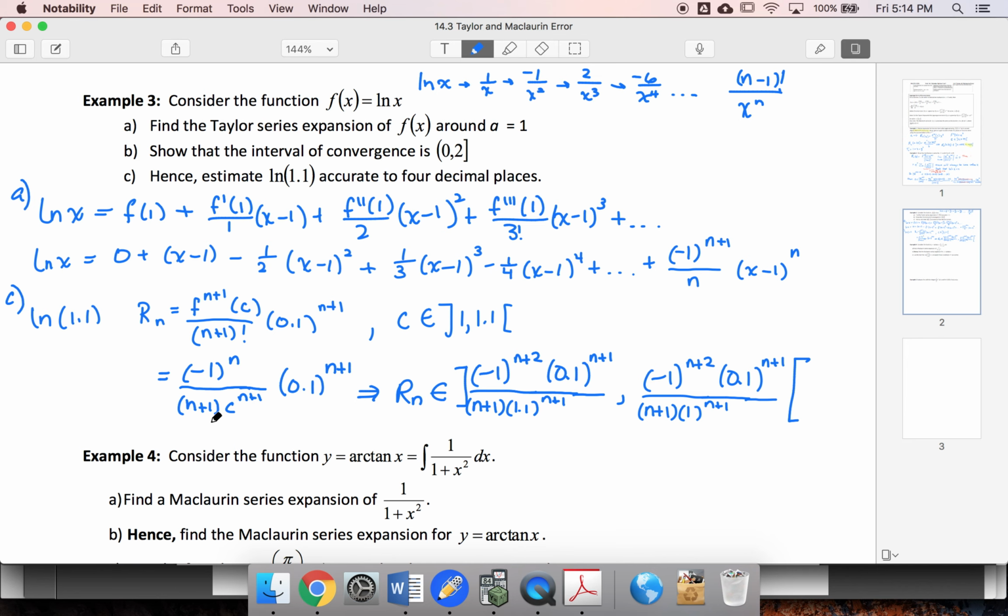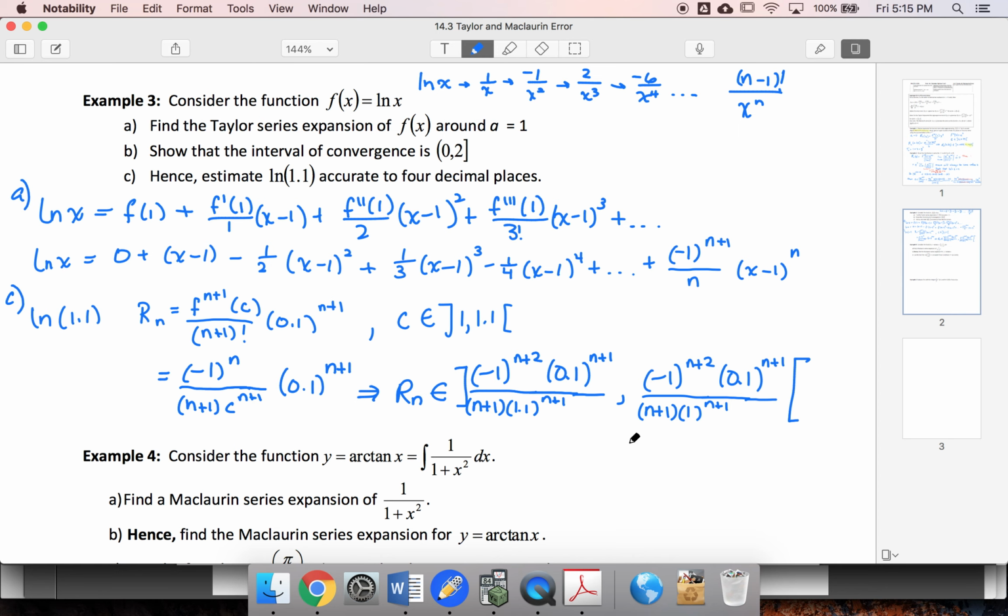Over n plus 1, because the factorial cancels with the derivative. So I'll have n plus 1 in the denominator. I'm going to have my c value raised to the n plus 1 power, and then x minus a to the n plus 1 power, so that leaves me just my 0.1. My c value is going to be between my a and my x, so between 1 and 1.1. Well, if I replace c with 1 here, that's going to be a bigger value than replacing with the 1.1. So my 1.1 is going to give me the smaller value, 1 is going to give me the greater value.